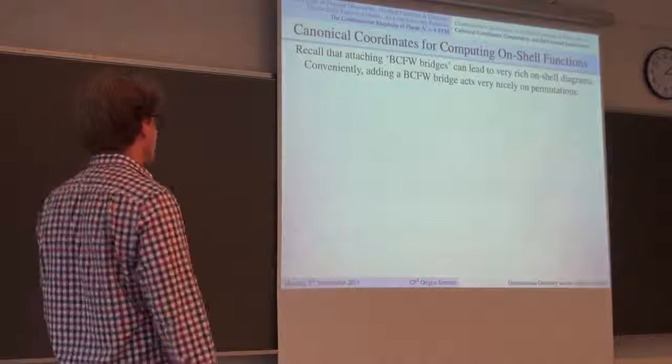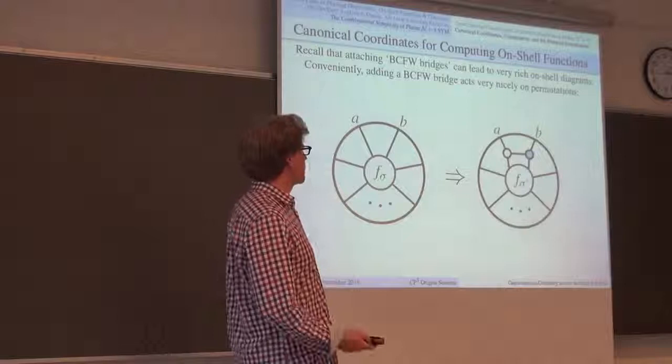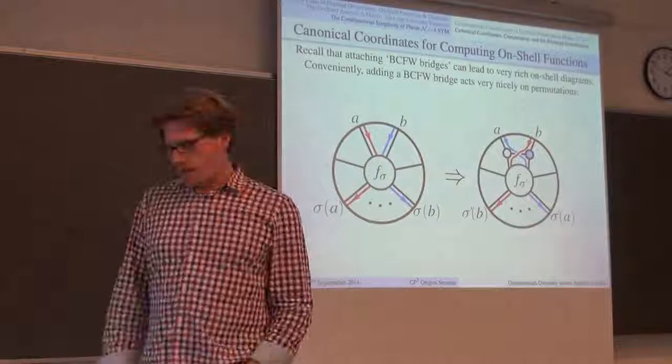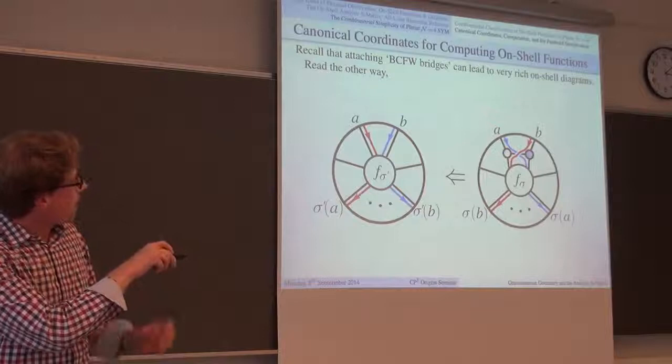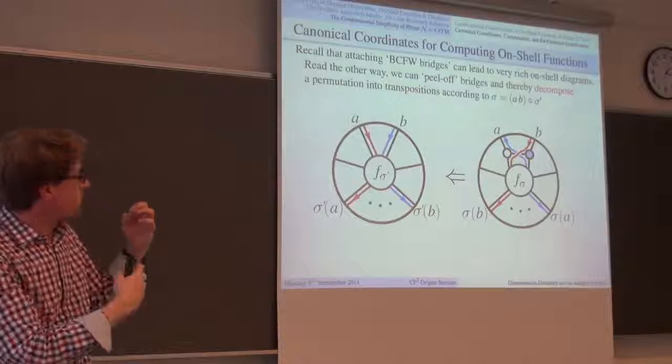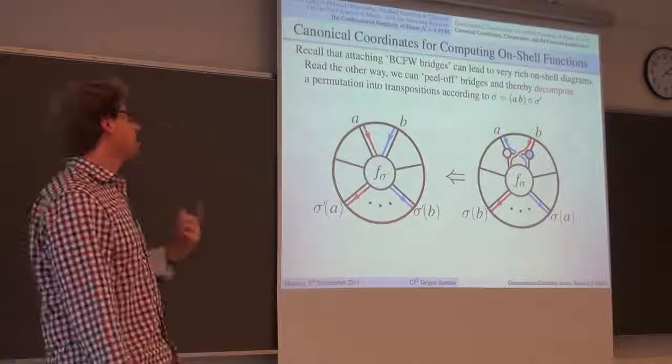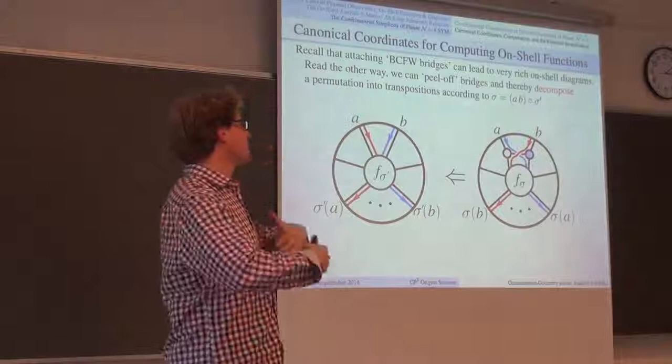To turn this into a very powerful tool, notice that adding a BCFW bridge acts really nicely on the permutations. All it does is transpose the images, and this becomes powerful when you read it in the other direction. So if I knew that there was a function, an on-shell diagram that was labeled by this permutation, it would be related to a simpler diagram with a d alpha over alpha in front of it, related by the transposed permutation. And by decomposing a permutation into a sequence of adjacent transpositions in this way, we can basically peel off a bunch of bridges until we get to something that's fairly trivial.